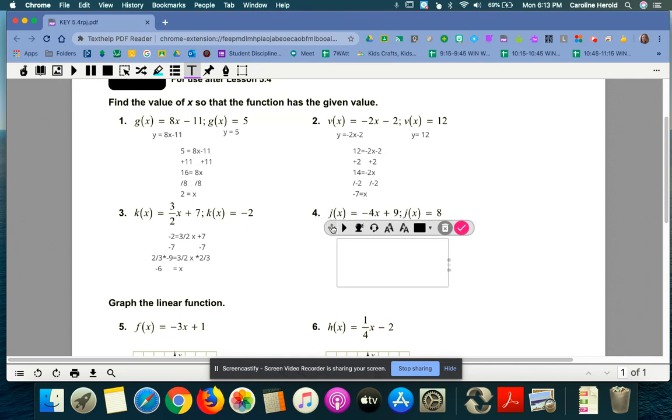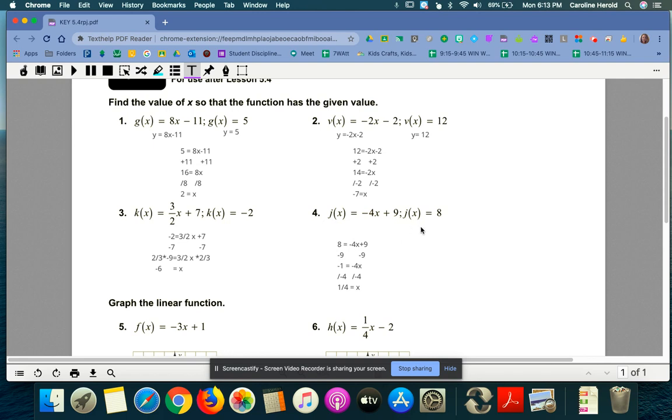So again, I am looking at j of x is equal to negative 4x plus 9, and j of x is equal to 8. So that means I'm going to just replace j of x with 8, and that has to be the same as negative 4x plus 9. So if I subtract 9 from both sides, I get negative 1 equals negative 4x. And I have to divide by negative 4 on both sides, and I get 1/4 equals x.